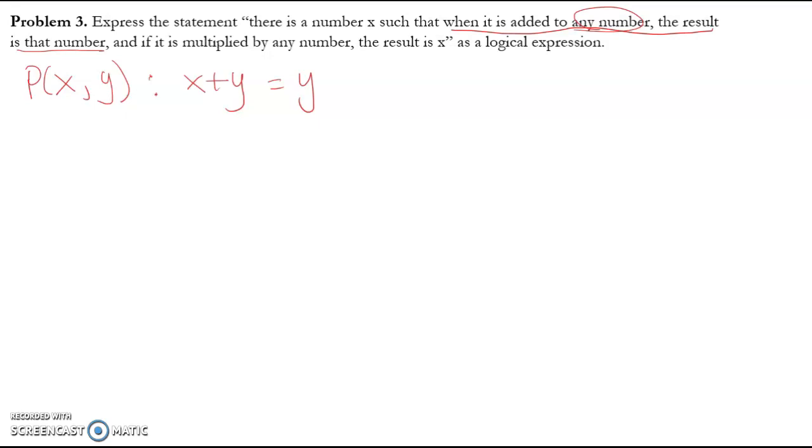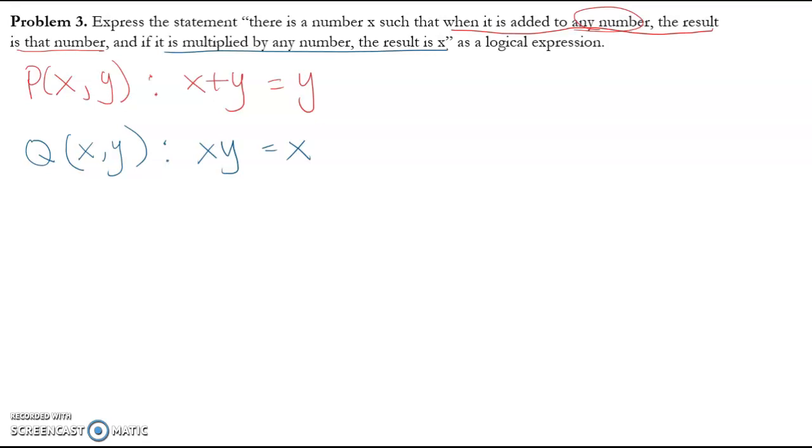Now let's take a look at the second statement. If it is multiplied by any number, then the result is x. So we have used p, so now let's use q. And we're still using two variables, which is x and y. And the statement is going to be such that if x is multiplied to any number y, then the result will be x this time. Okay. Now, since we have defined p and q, we can go ahead and write our logical expression.